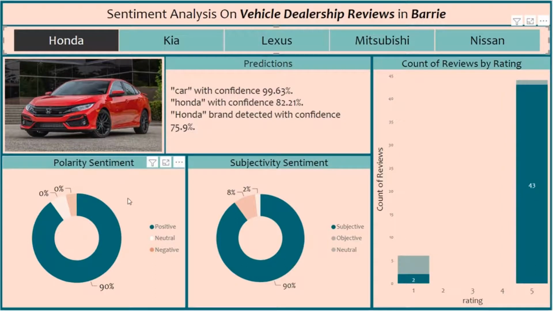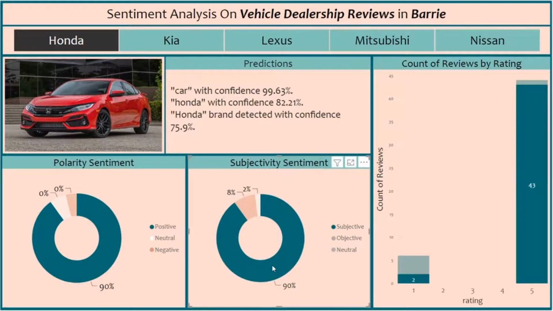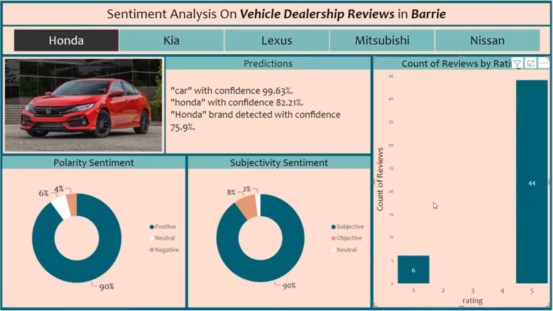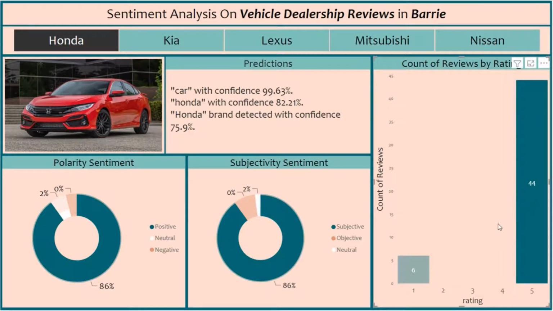Here we are getting the polarity of the reviews. So we are getting 90% of the reviews as positive, 4% as negative, and 6% as neutral. In the same way for subjectivity, we are getting 90% subjective, 8% objective, and 2% neutral. And here is the chart for the number of reviews by rating. So we have 6 reviews with 1 star and 44 reviews with 5 stars.